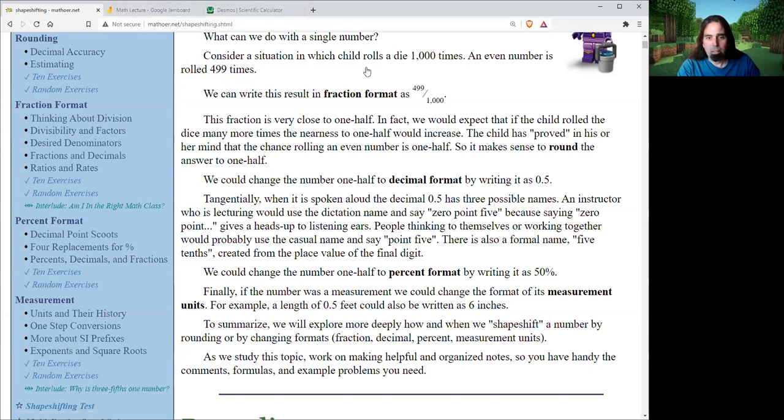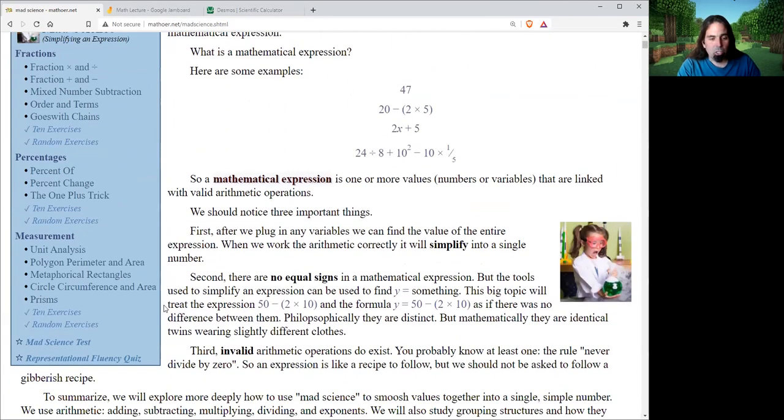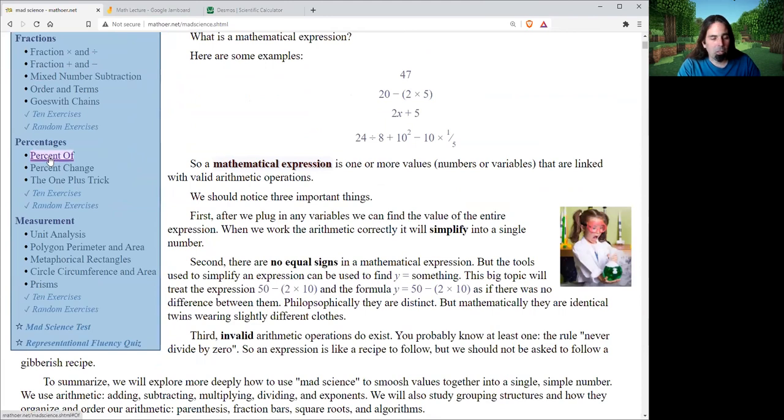Then in the Mad Science, squishing numbers together, we talked about things that started out with percent of, like what is 58% of 300. And we talked about percent change. An item on sale went from $300 to $250. What's the percent of the change?